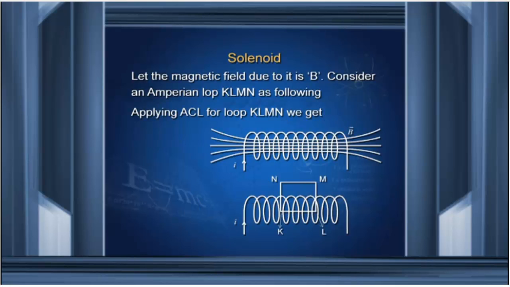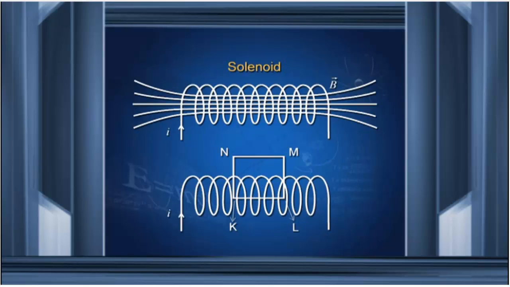Applying Ampere's circuital law for the loop KLMN, the line integration of the magnetic field B dot dl over the loop KLMN can be split as integration K to L B dot dl plus L to M B dot dl plus M to N B dot dl plus N to K B dot dl. In the diagram, it is clearly shown that B dot dl over the loop makes different angles at different parts. So let's study the situation.